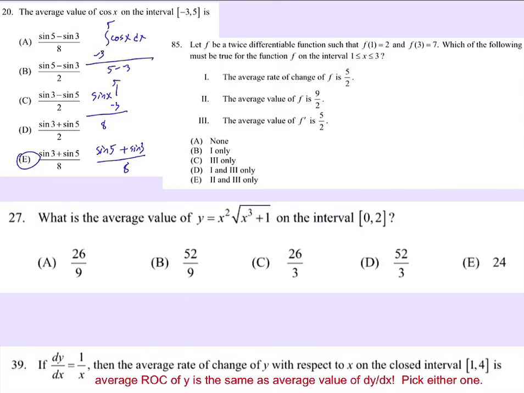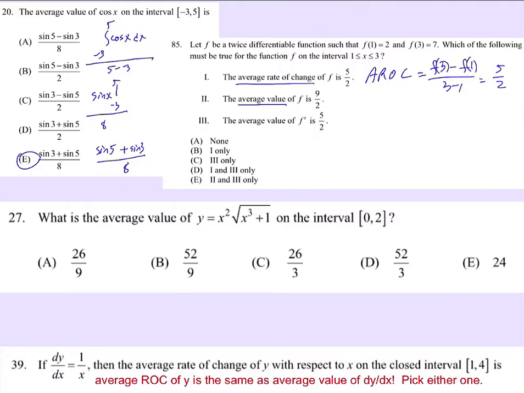Looking at the next one, for any differentiable function, they tell us f of 1 equals 2 and f of 3 equals 7. This question is all about understanding the difference between the average rate of change and the average value. Those are two very, very different things. The average rate of change, we've been talking about this since like the second week of school. That's also the difference quotient, the slope of the secant line. That is just f of 3 minus f of 1 over 3 minus 1, which in this case would be 5 over 2. That's the average rate of change.